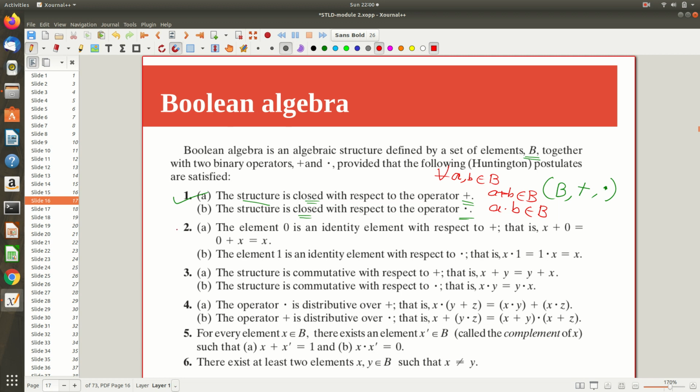Now what about the second requirement? The existence of an identity element. And I think in ordinary algebra also we saw what an identity is. I hope it is very clear to you right now.